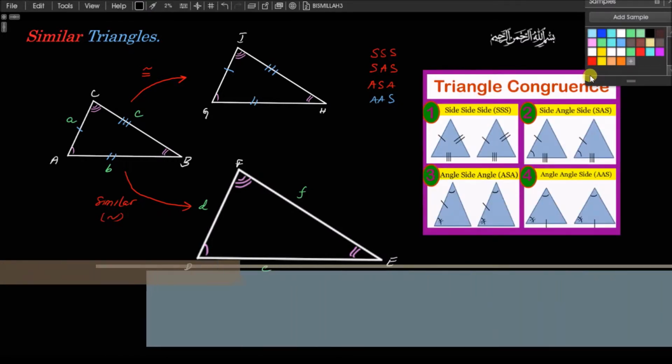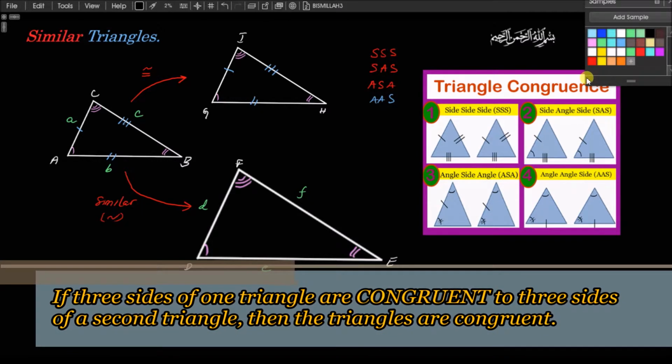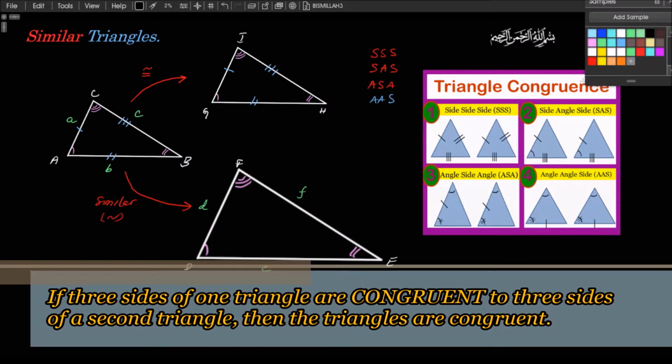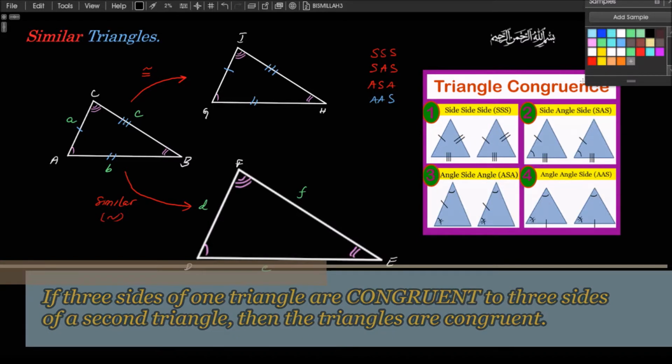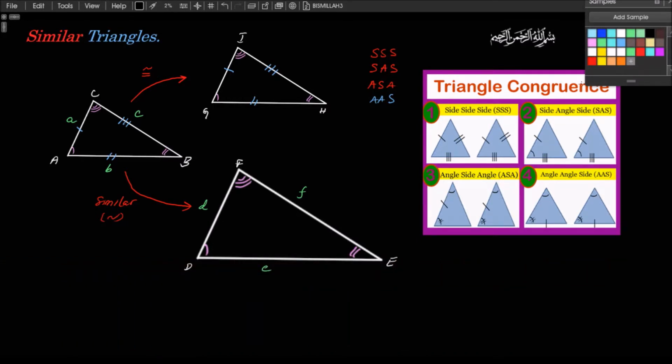What side-side-side for congruent triangles means is that if you have two triangles such that three corresponding sides are congruent, then the triangles are congruent. What side-angle-side means is that if you have two triangles such that two corresponding sides are congruent and the included angle is congruent, then the two triangles are congruent. And what angle-side-angle means is that if you have two triangles such that two angles are congruent and the included side is congruent, then the two triangles are congruent.